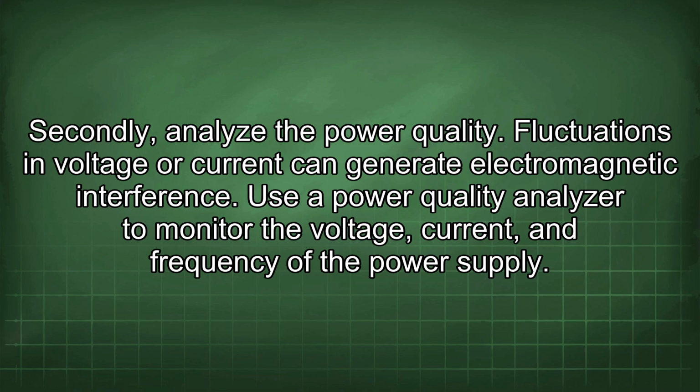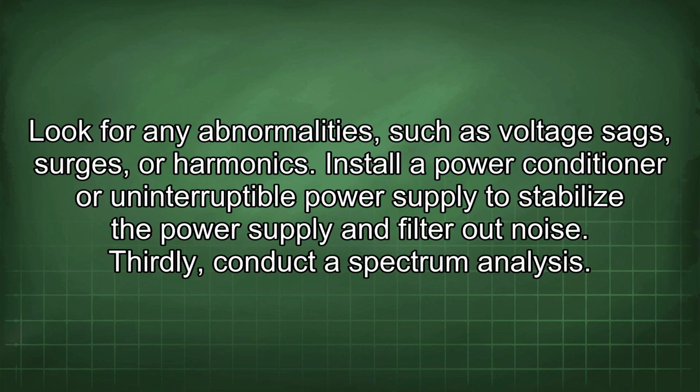Secondly, analyze the power quality. Fluctuations in voltage or current can generate electromagnetic interference. Use a power quality analyzer to monitor the voltage, current, and frequency of the power supply. Look for any abnormalities, such as voltage sags, surges, or harmonics. Install a power conditioner or uninterruptible power supply to stabilize the power supply and filter out noise.